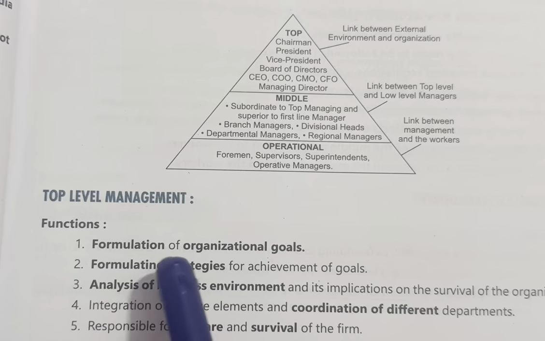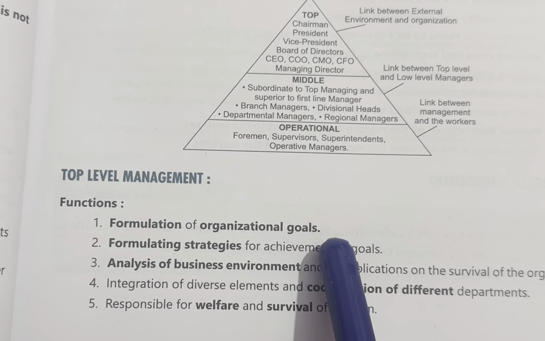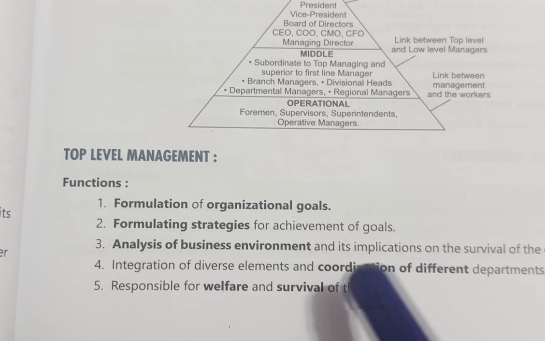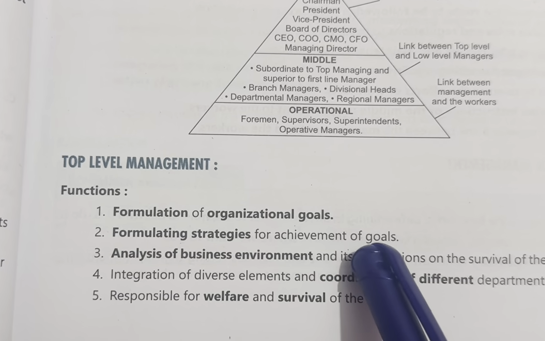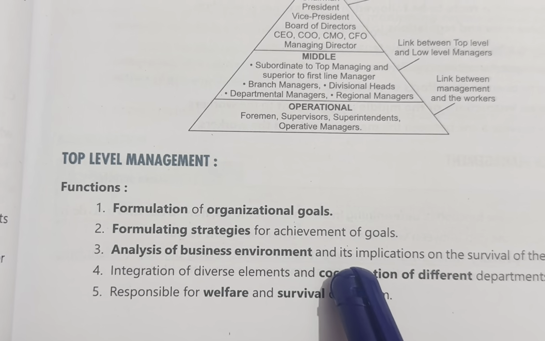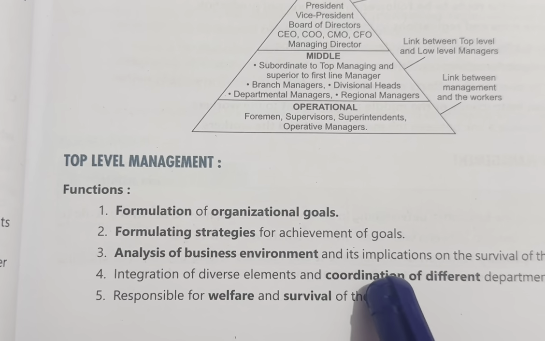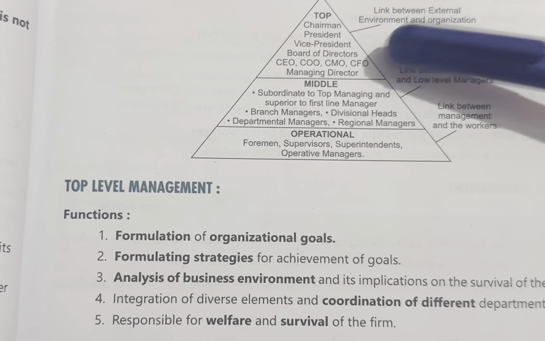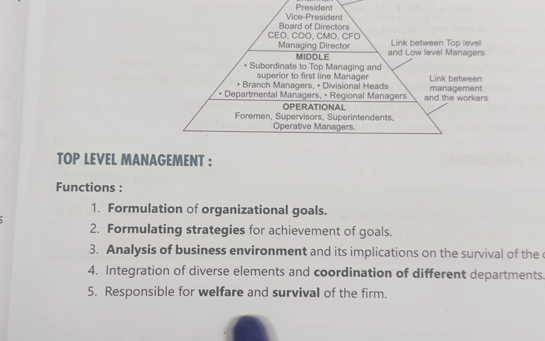The first and the foremost function is to formulate the organizational goal, means for what purpose the organization is set up. Next, to formulate strategies for achievement of goals. Whatever goals were set up by the organization, to achieve those goals, the top level management formulates strategies that how we can achieve those goals.